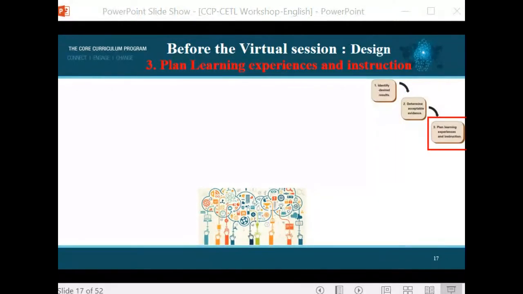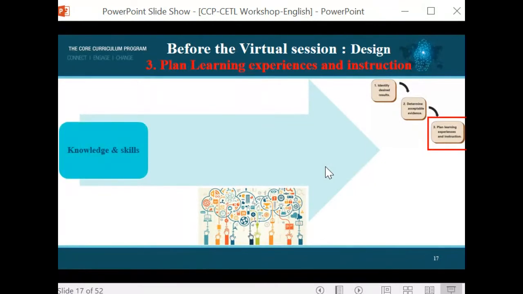So now we'll move to the third and last step of backward design. It's plan learning experiences and instruction. It's only at this stage that instructors begin to consider how they will teach. The instructor should define the knowledge first in terms of facts, concepts, principles, and the skills in terms of processes, procedures, strategies that students will need in order to perform effectively and achieve the desired results that we talked about in the first step.